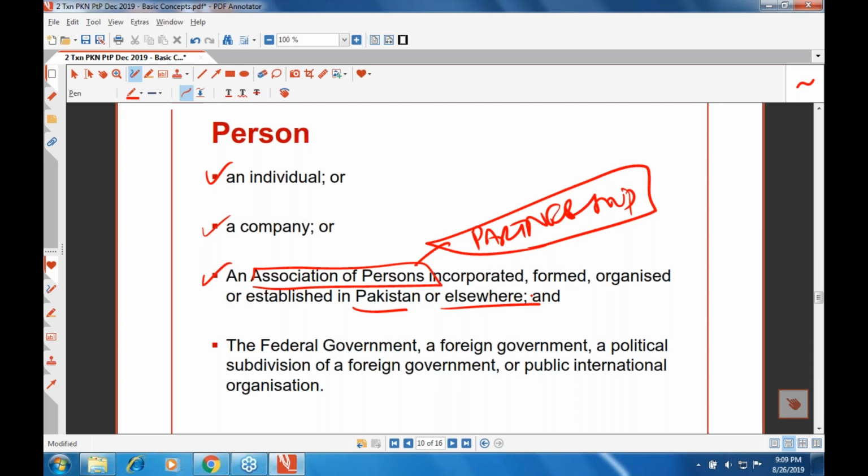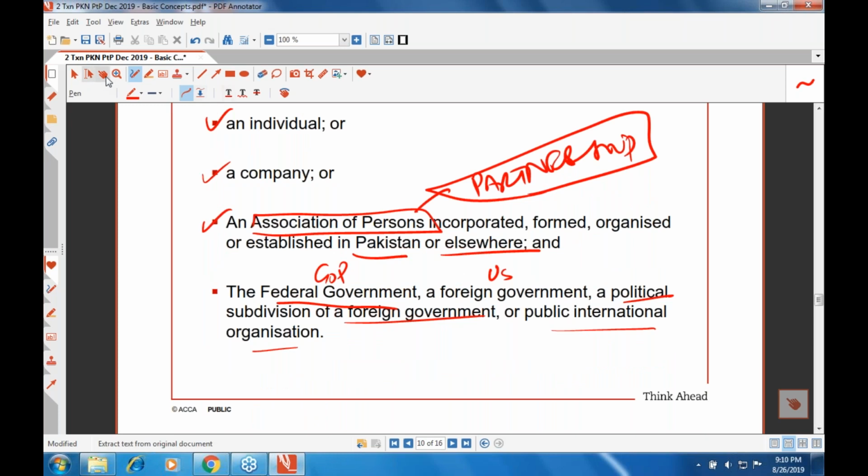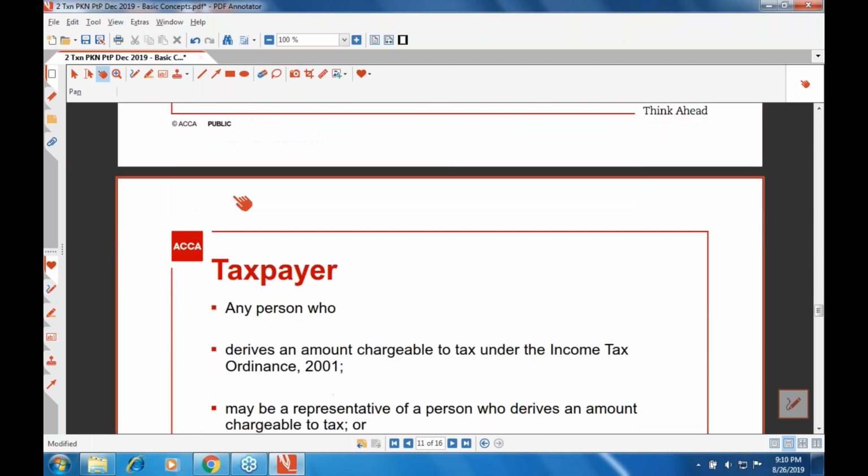Then there is the federal government, let's say the government of Pakistan. Then the foreign government, let's say the US government, or a political subdivision of a foreign government. So you have various organizations which operate as part of a foreign government, or public international organizations like the IMF, etc. The word person is important because we calculate the tax liability of the person. So who is a person? An individual, an AOP, a company, a government. These are all considered to be a person.